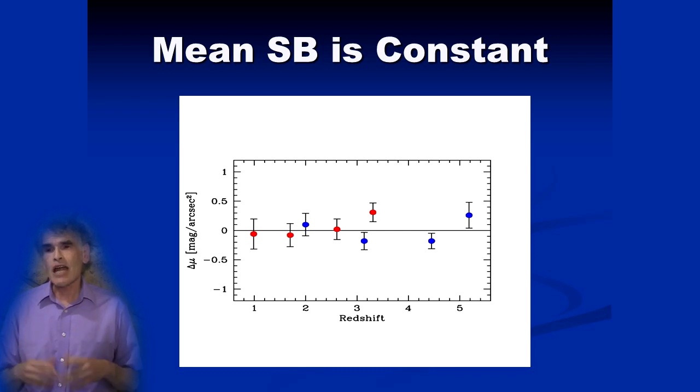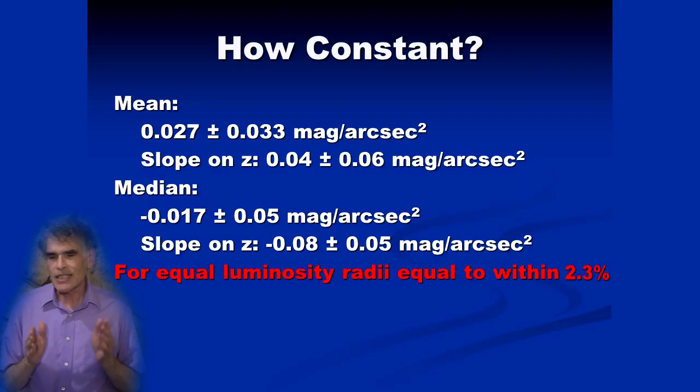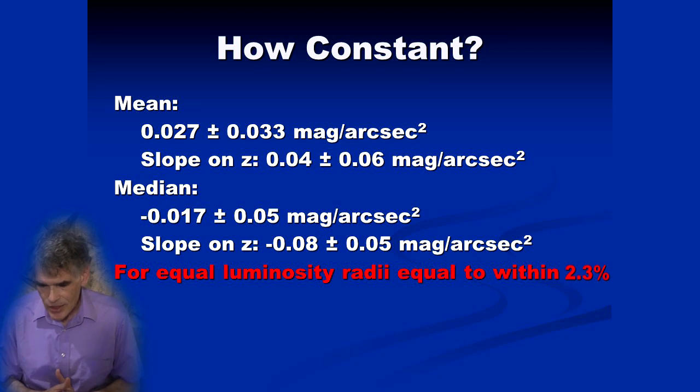Now, of course, there are unresolved galaxies that are too small, and we took them into account too, because you can take into account the unresolved galaxies by simply using the median of the entire sample. If you look at the median of the entire sample, then you get the exact same result. The surface brightness is constant, just as would be expected in a non-expanding universe. Well, how constant is it? It's extremely constant, as you can see from this slide, well within the measurement errors and to a high degree of precision.